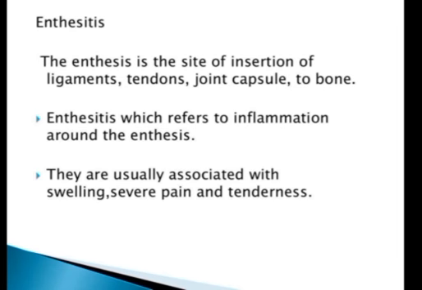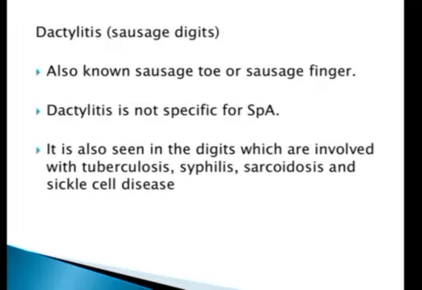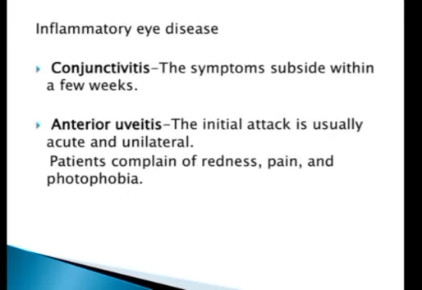Next, enthesitis. The enthesis is the site of insertion of the ligaments, tendons, and joint capsules to the bone. Enthesitis refers to the inflammation of the enthesis. It is usually associated with swelling, severe pain, and tenderness. Dactylitis is also known as sausage toe or sausage finger. Dactylitis is not specific for spondylitis. It is also seen in diseases like tuberculosis, syphilis, sarcoidosis, and sickle cell disease.